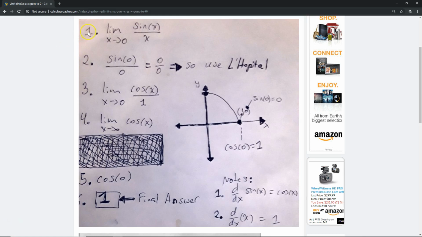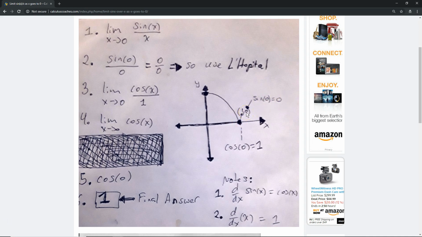This one, let's take a look at using L'Hopital to find the limit as x approaches 0 of sine of x over x. So first of all, observe that sine of 0 divided by 0 is 0 over 0. Sine of 0, if you reference the unit circle as I have a portion of it drawn here, you see, for example, where it says sine of 0 equals 0.